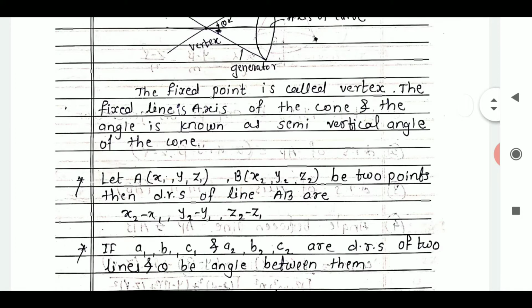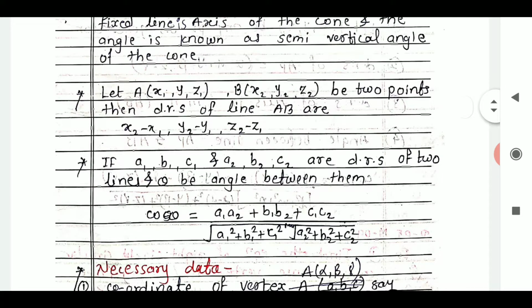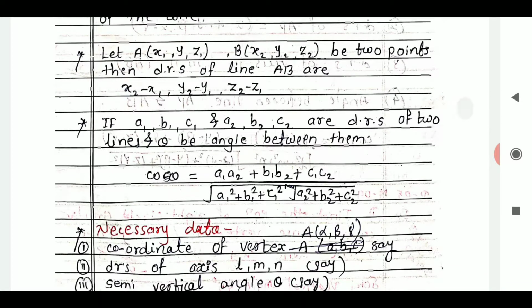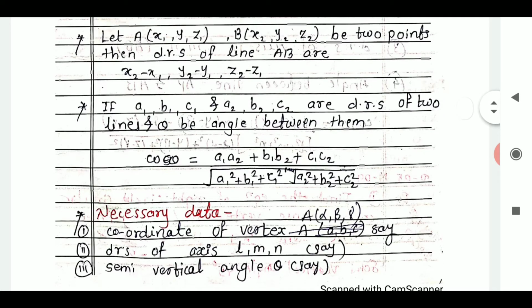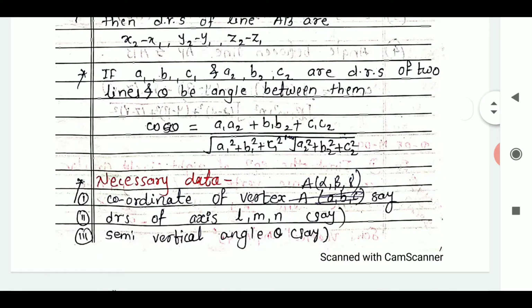Now, for finding the equation of a right circular cone, we need some formulas. We remember this. If we know two points A and B, where A is (x1, y1, z1) and B is (x2, y2, z2), then the direction ratios of line AB are x2 minus x1, y2 minus y1, z2 minus z1.